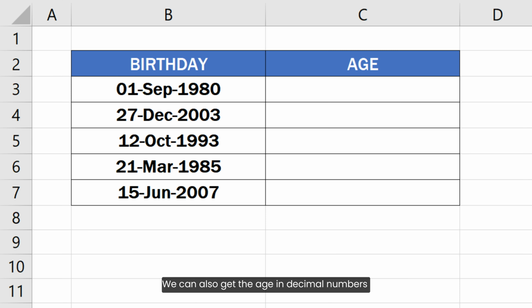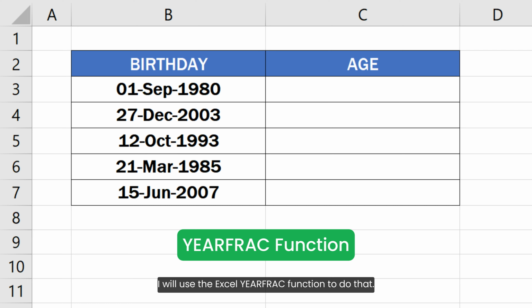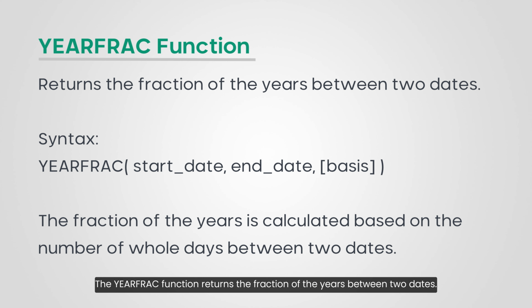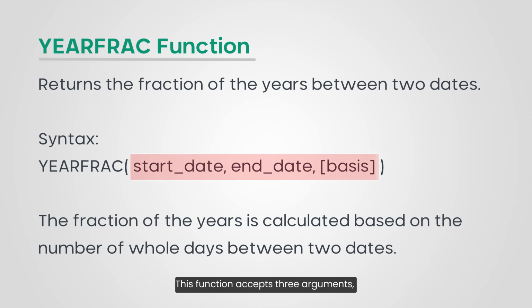We can also get the age in decimal numbers like 15.5 years or 43.2 years instead of the whole years. I will use the Excel YEARFRAC function to do that. The YEARFRAC function returns the fraction of the years between two dates. This function accepts 3 arguments: a start date, an end date and an optional basis argument.